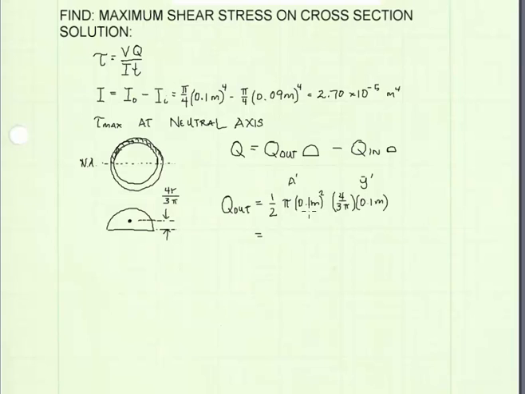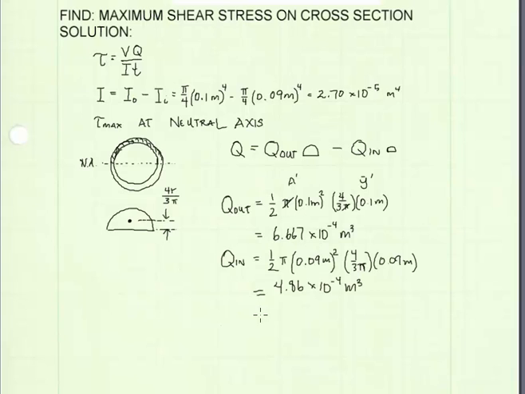So Q for the outer semicircle is equal to 1/2 times the area of that circle, which is pi times the radius squared. That's our A prime. Y bar prime is the location of the centroid, 4 divided by 3 pi times 0.1 meters, the radius. Notice that the pi's cancel out. And here's our value for the outer Q. And we also get our inner Q the same way. And we get our value for Q as the difference between Q outer and Q inner.